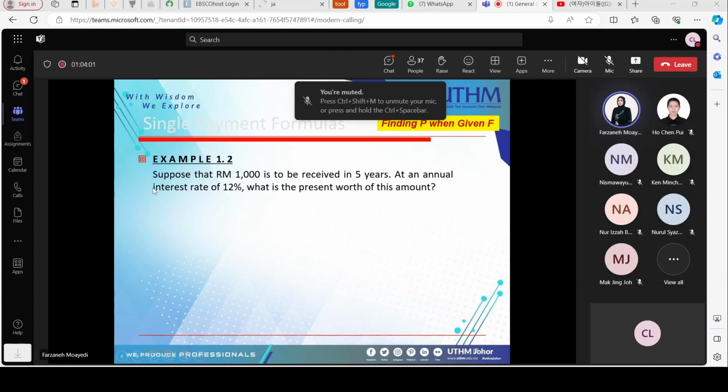At an annual interest rate of 12%, what is the present worth of this amount? So you have your i equal to 12%, you have N equal to 5 years, and then you have F, which is equal to 1,000. So this time around, you have the future. What is missing is the present.